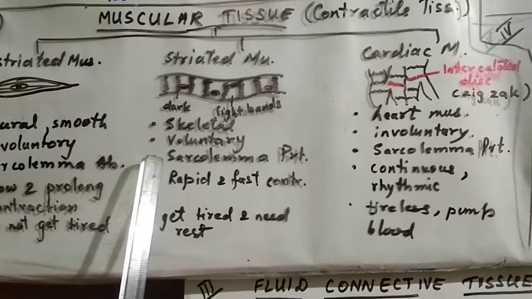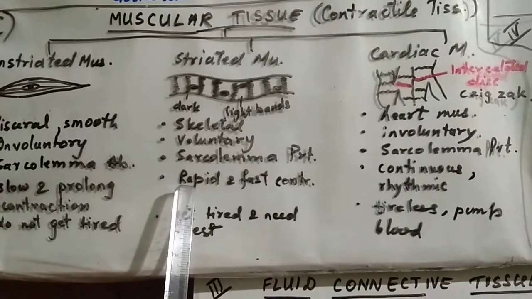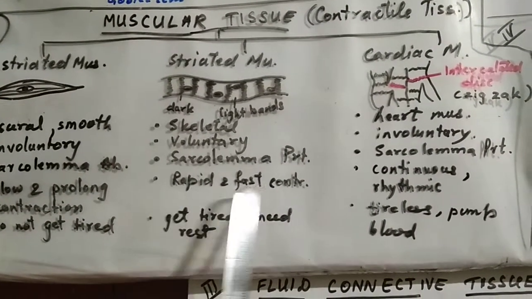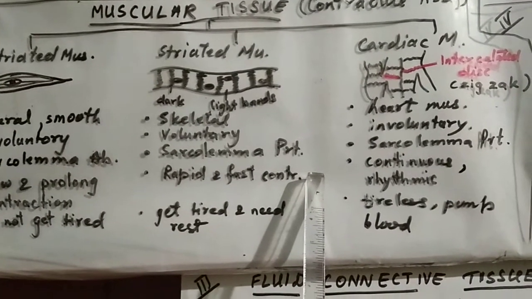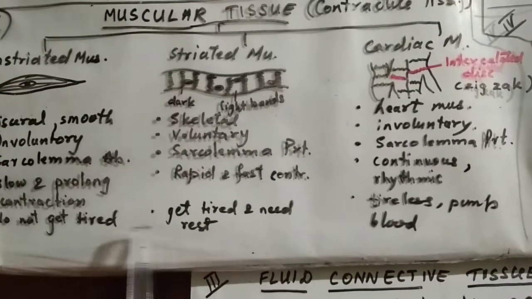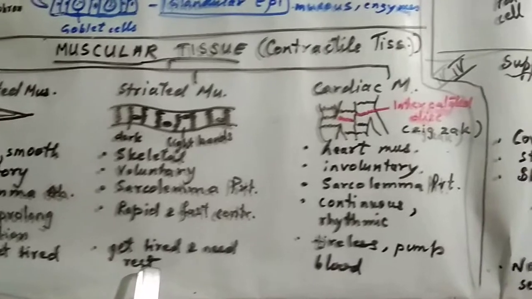They have the outer membrane called sarcolemma. They help in rapid functions. They show fast contractions because they are attached to the bones. Definitely they get tired very soon, so they need rest also.